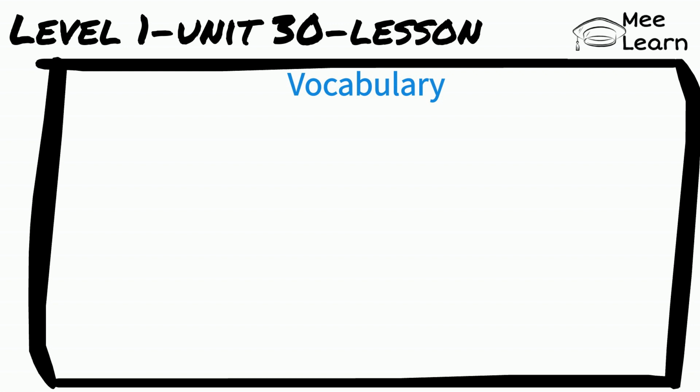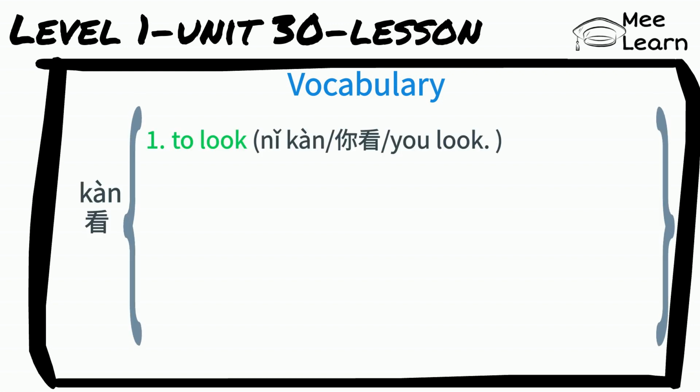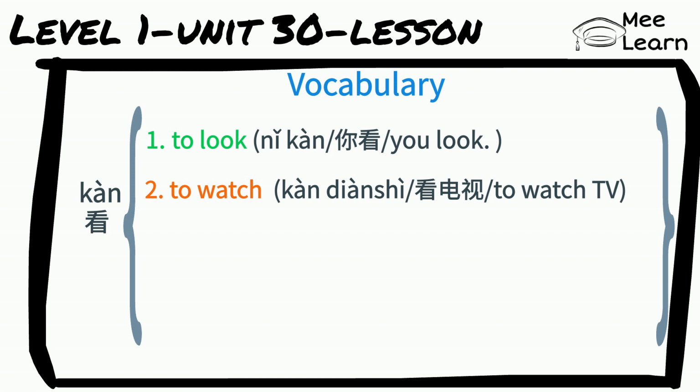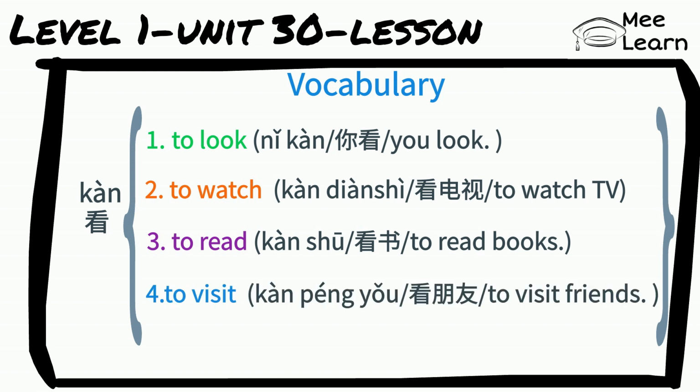Now let's have a summary of this word, 看. The first usage is to look. For example, 你看 you look. The second one, to watch. For example, 看电视 to watch TV. The third one, to read. For example, 看书 to read books. Last one, to visit. For example, 看朋友 to visit friends.